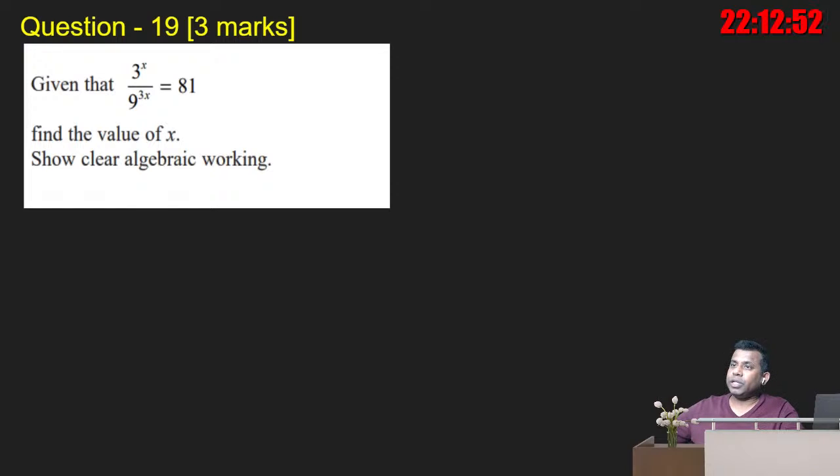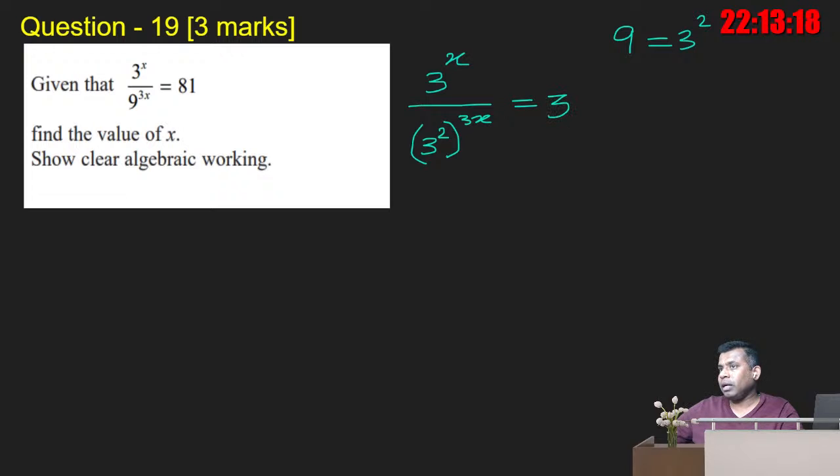So this question, 3 to the power x, if you can make the 9 as 3 to the power 2, to the power 3x. So what I did, we all know 9 equals 3 to the power 2. That's all I did, right? So I am rewriting 9 as 3 to the power 2, to the power 3x, equals 3 to the power 4, right? 81 can be written as 3 to the power 4.